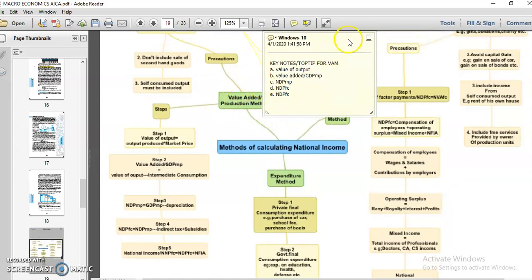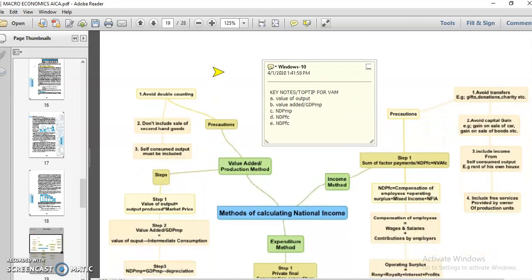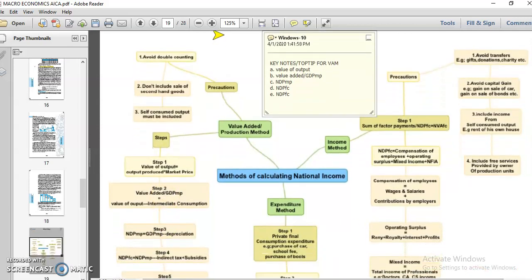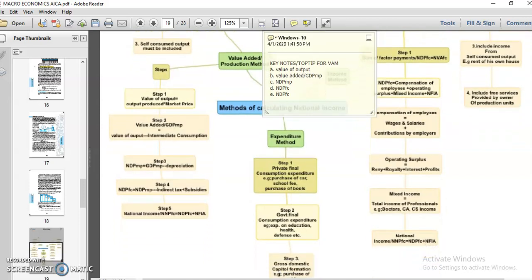What is this? You can see methods of calculating national income. We have three methods: value added method, income method, and expenditure method. All steps are mentioned: step 1, step 2, step 3, step 4, and last there will be step 5. So in the next video I'll show you how to go with the value added method, how to remember these steps, how to calculate your national income by value added method.